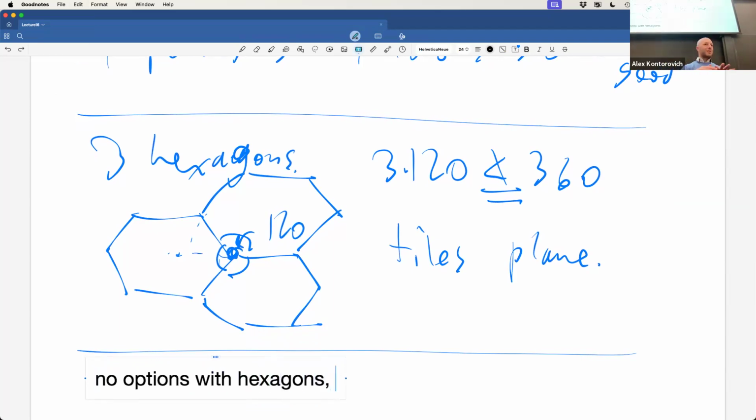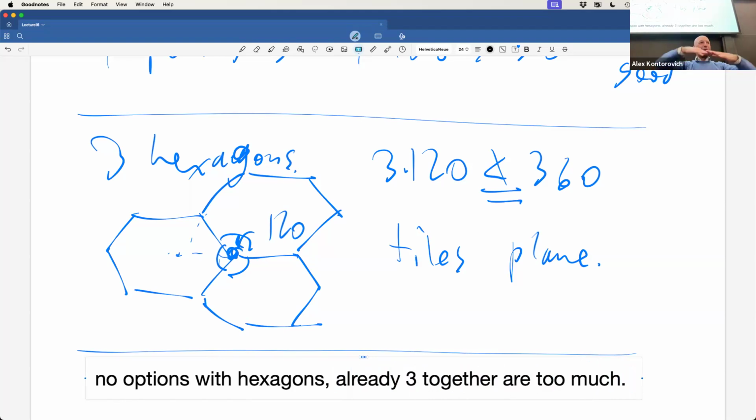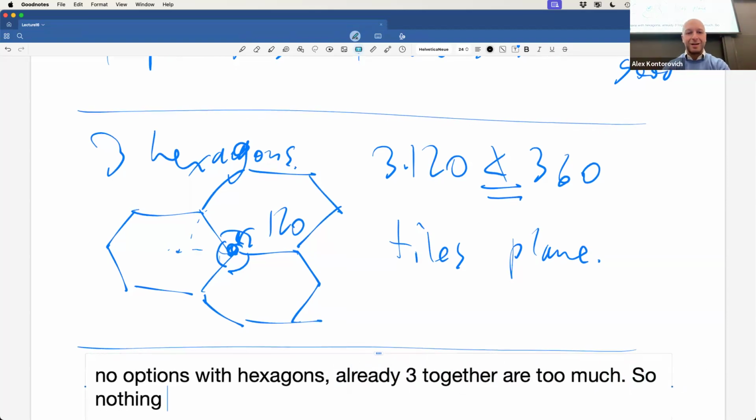How about septagons? It's already too big. You can't even put 3 of them together in the plane. 3 together are already too much. So it's clear nothing else is possible. Anything larger than that, you can't even fit 3 of them around a vertex and make less than 360 degrees. So nothing else is possible.